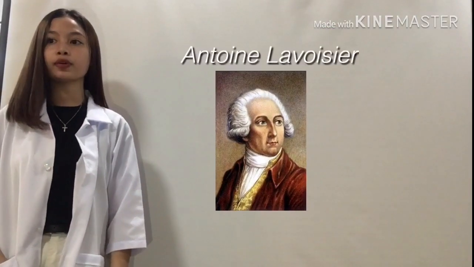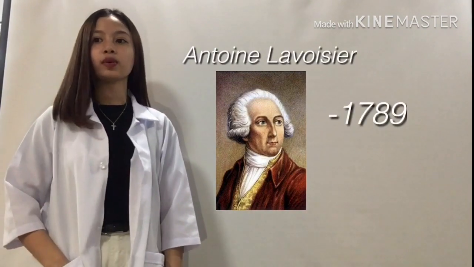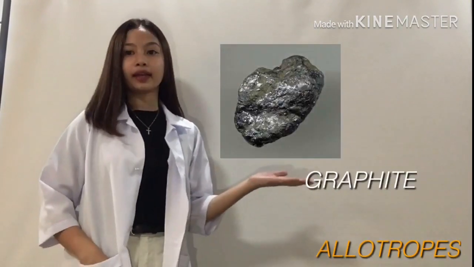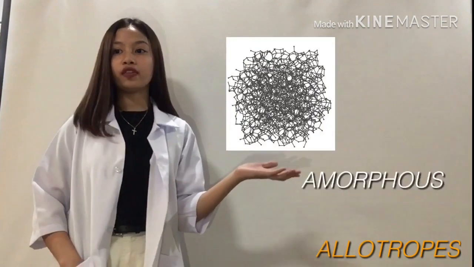A. Lavoisier proposed carbon as an element in 1789. It was known since ancient times. It was first recognized as an element in the second half of the 18th century. The name is derived from the Latin word carbo, which means charcoal. Its allotropes are diamond, graphite, graphene, amorphous carbon, and fullerene.